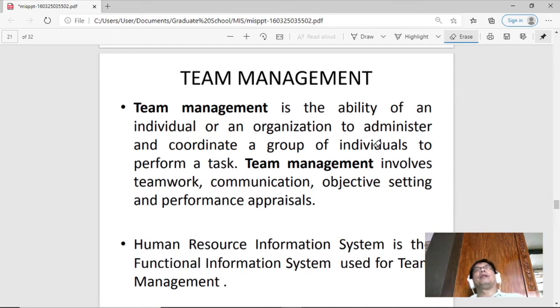Team management. Team management is the ability of an individual or an organization to administer and coordinate a group of individuals to perform a task. Team management involves teamwork, communication, objective setting, and performance appraisal. Human Resource Information System is the functional information system used for team management. So again, more or less we use the HR information system for team management.